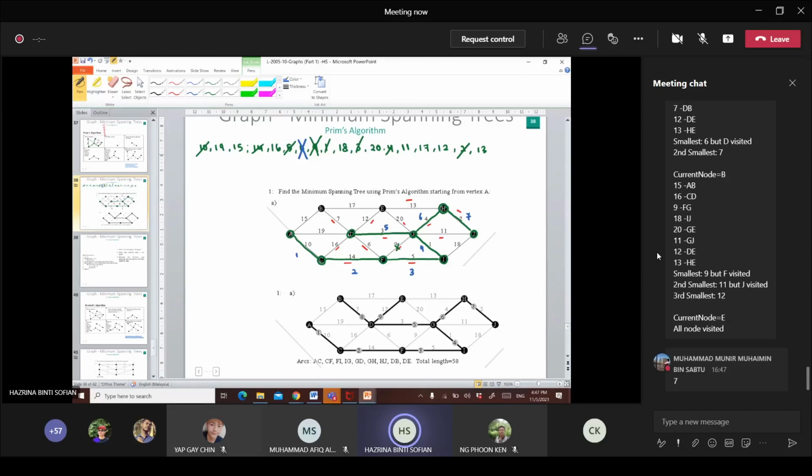Seven. Okay. From D, did I write 7? Oh, I accidentally wrote 17 as 7, right? Am I right? Yeah? Okay. Because I wrote this 7 and 12. So now 7 is the smallest. Therefore, we will traverse to P.